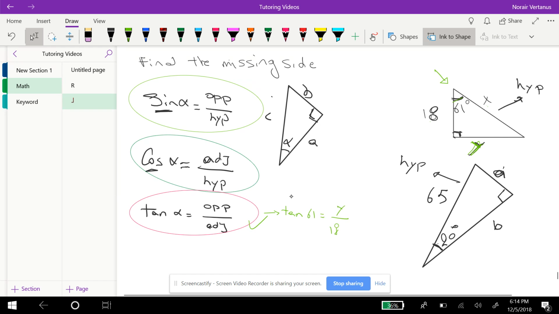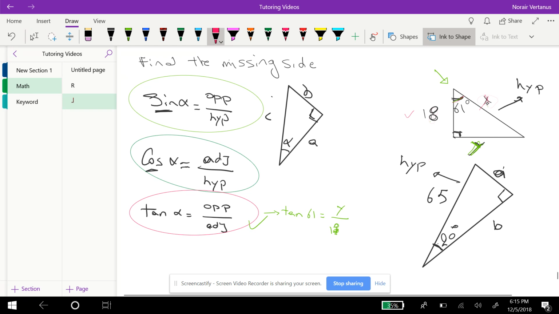Then cross multiply and find it. You can use a calculator to find tan of 61. Cool? Or let's say you want to find x, this one. And let's say you still don't know y at this point. You just have 18, this one, and you want to find x. 18 is the adjacent to 61 degrees. So this is the angle I pick, 61 degrees.